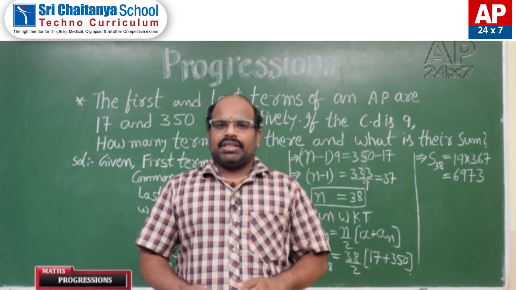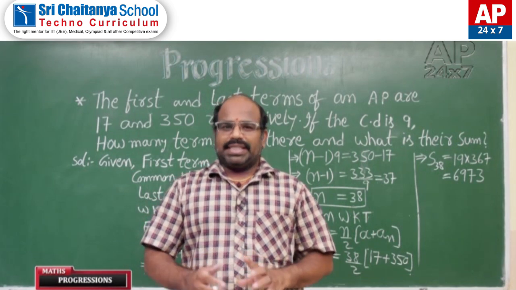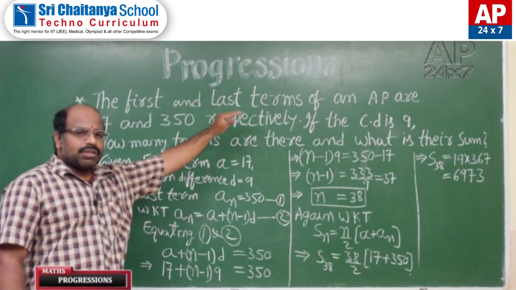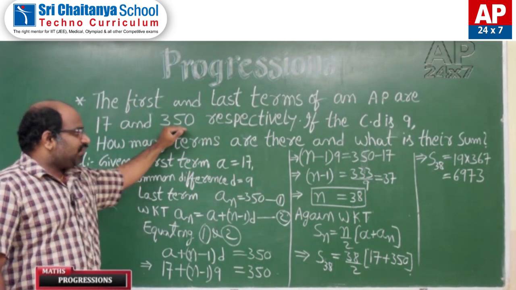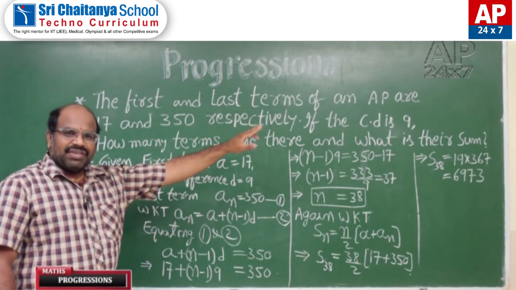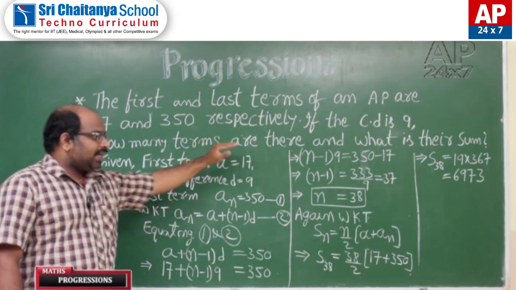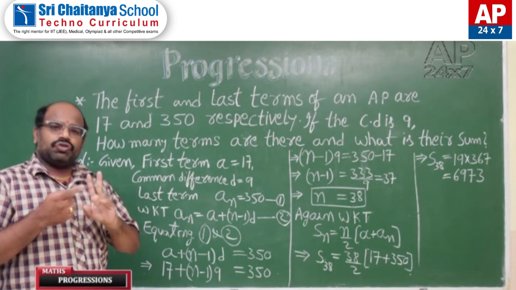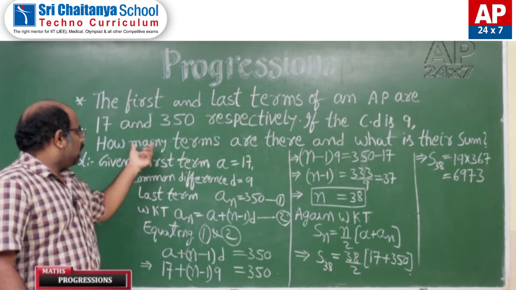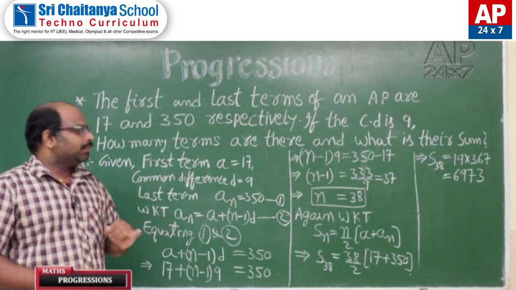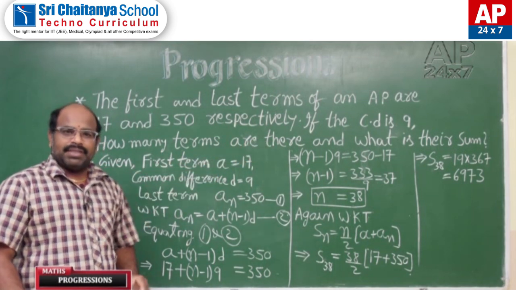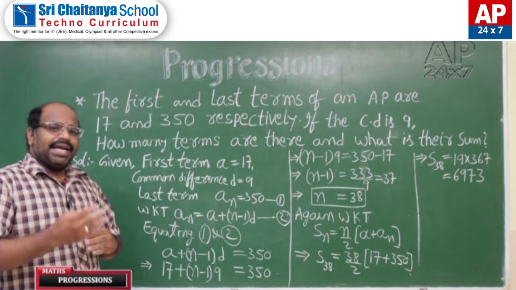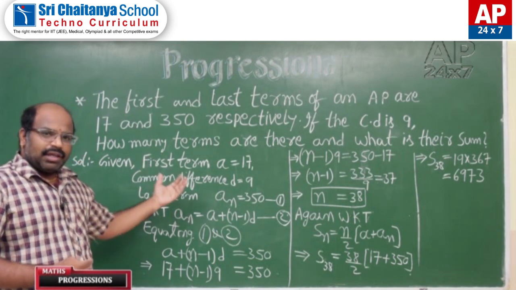Students, let us discuss one more important problem from the board examination point of view. Here is the problem. The first and last terms of an AP are 17 and 350 respectively. If the common difference is 9, how many terms are there and what is their sum? In the problem itself, they are asking us to find two values. One is how many terms, that means the n value, and what is their sum, that means the sum of those n values.